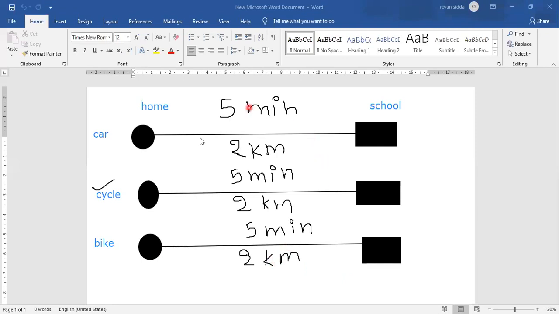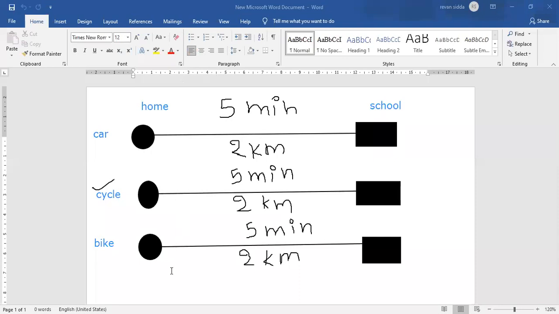Okay, all of these have covered 2 kilometers of distance, and they have taken an equal amount of time: 5 minutes, 5 minutes, and 5 minutes. So this type of motion is called uniform motion.